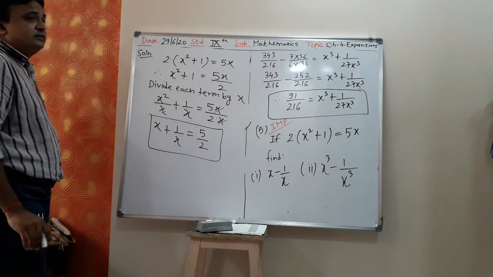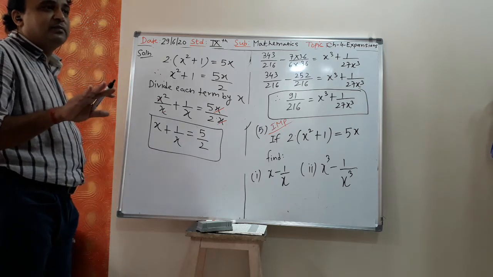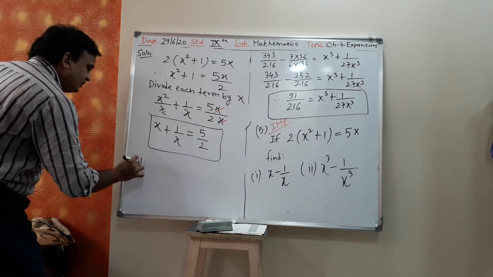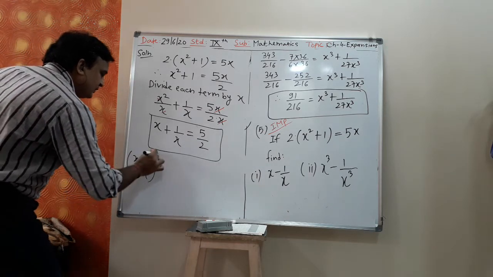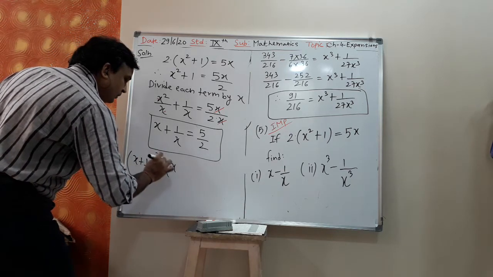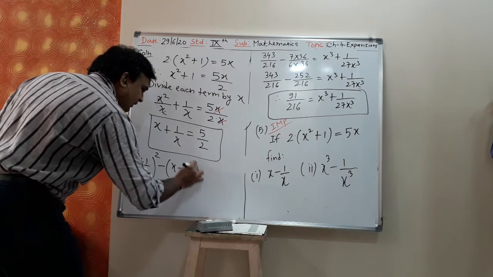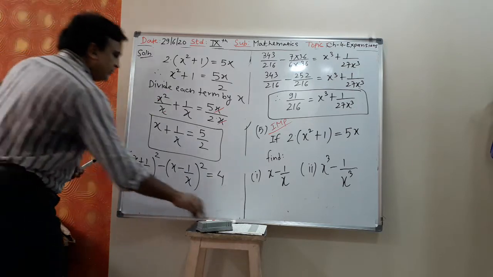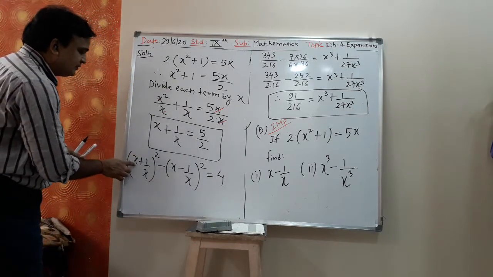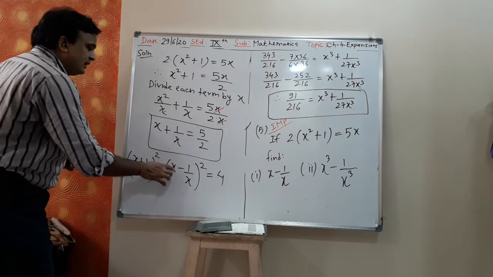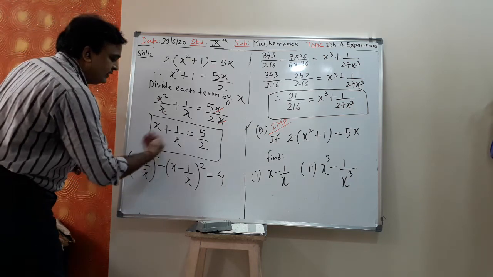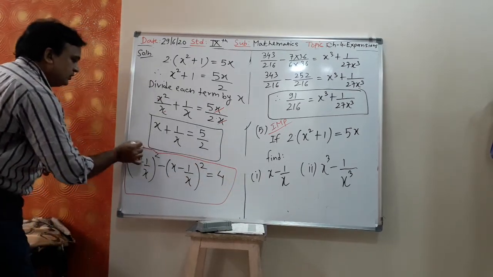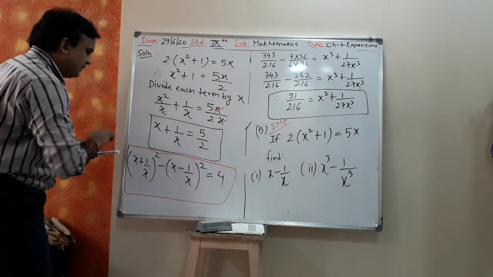Use the direct formula. Whenever you know the value of x plus 1 upon x or x minus 1 upon x, you can use the direct formula. What is that? x plus 1 upon x whole square minus x minus 1 upon x whole square is equal to 4. Yes, I will use this direct formula. Whenever one value is given, x plus 1 upon x or x minus 1 upon x, I can find the other value by using this direct formula, because we know the value of x plus 1 upon x.